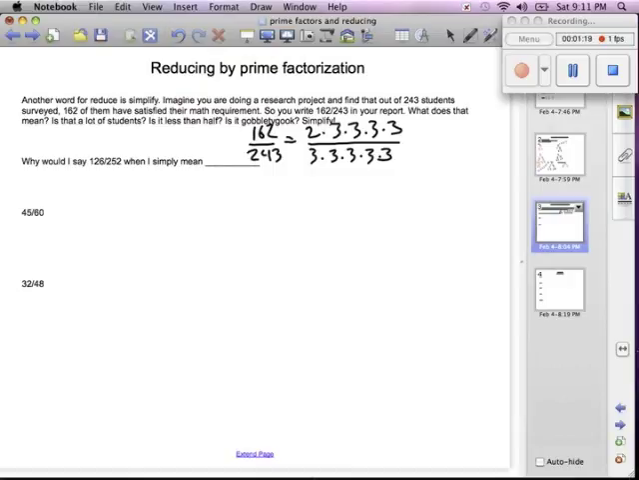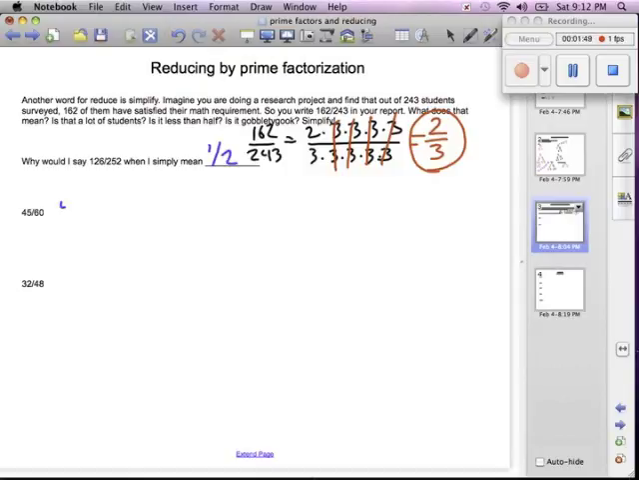Anyway, 3 over 3 is 1, so we get to get rid of that. 3 over 3 is 1, 3 over 3 is 1. So it turns out this all just really equals 2/3. That's what should go in your report, because 2/3 makes sense to people. It's just a little bit more than half. I understand 2/3. So why would I say 126 over 252 when I simply mean 1/2? We'll get to that later.